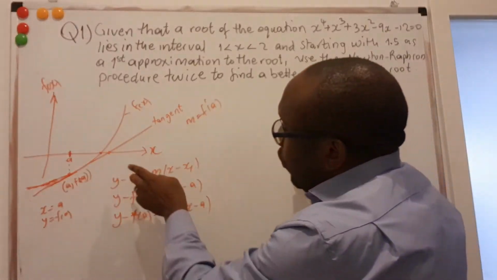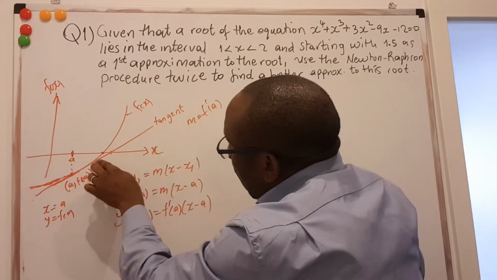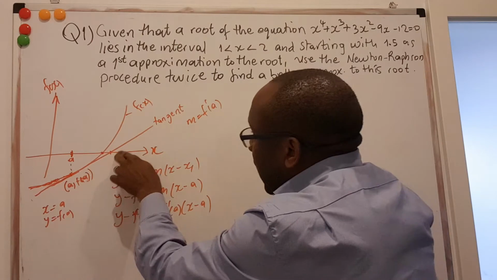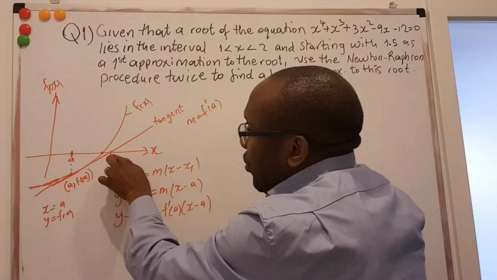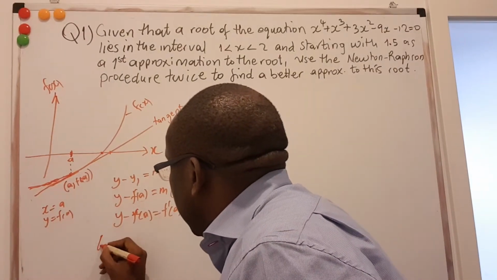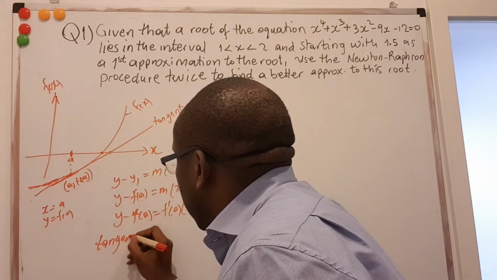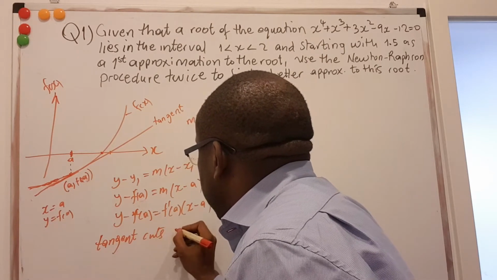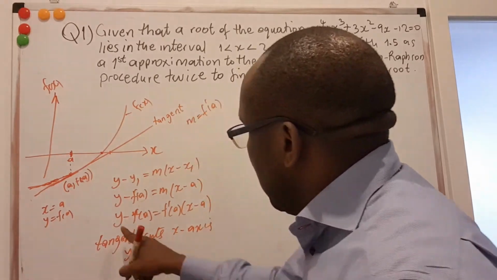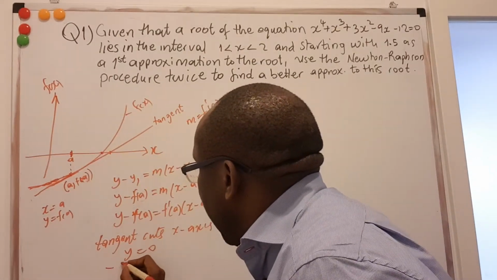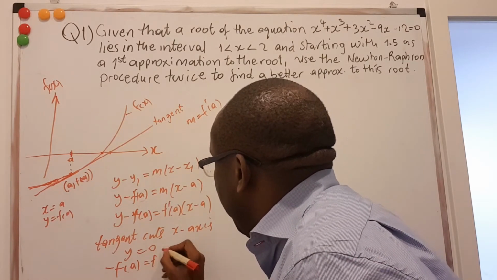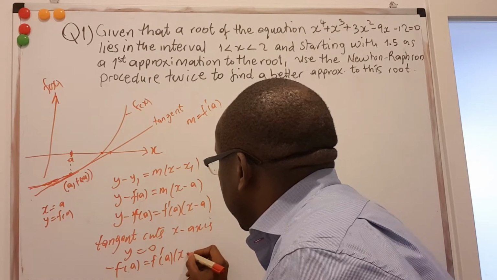Now, I want to look for the value of x at which this tangent cuts the x-axis. That means at that point, the equation of the tangent has y equal to 0. So the tangent cuts the x-axis when y is equal to 0. So if I put y equal to 0 here, then I get minus f of A is equal to f prime of A into x minus A.